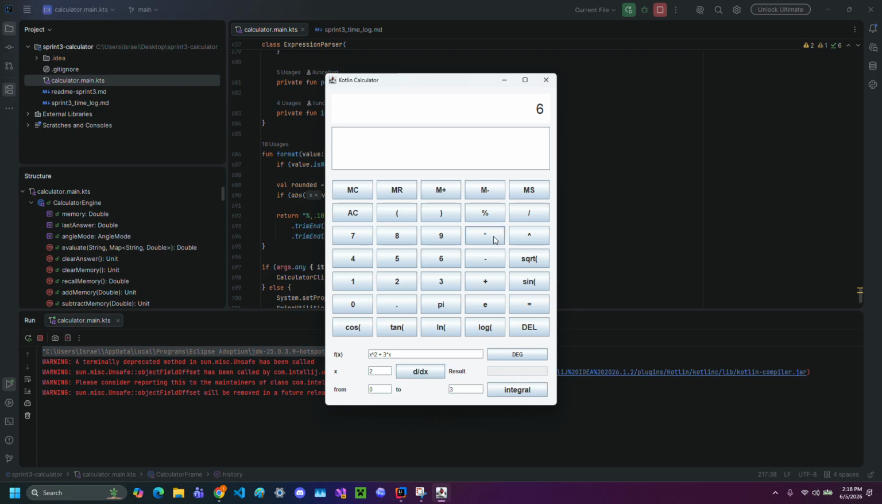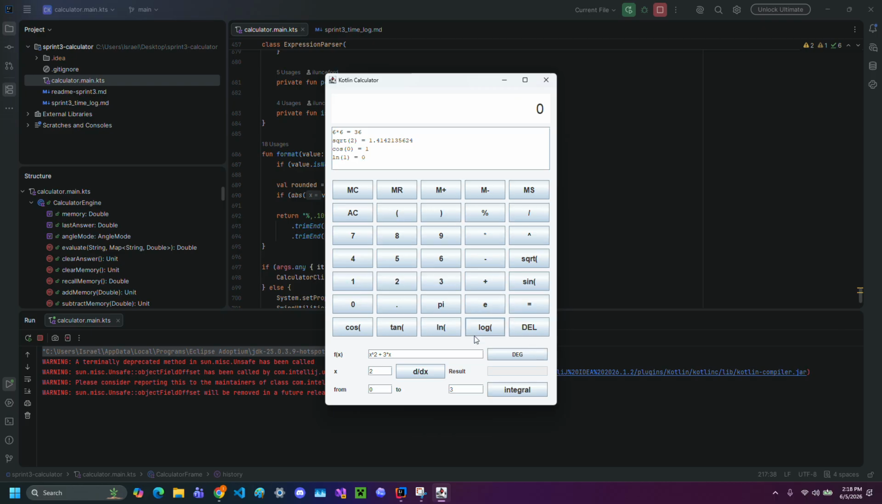For basic operations, I'll go 6 times 6, which would be 36, clear, and then maybe square root of 2 should be 1.41, and then you can clear it. Maybe you wanted to try out the trigonometry. Cosine of 0 should give you 1. You do natural log. Yeah, natural log of 1 is 0.